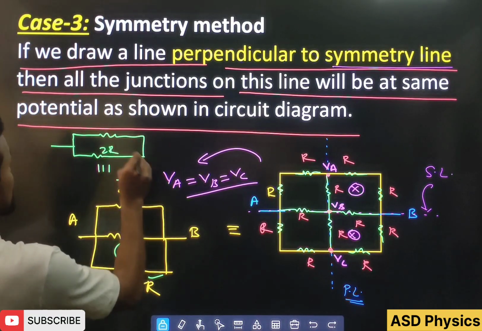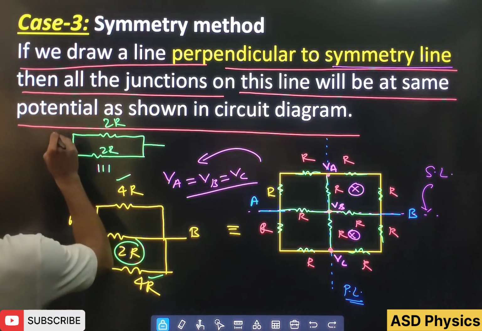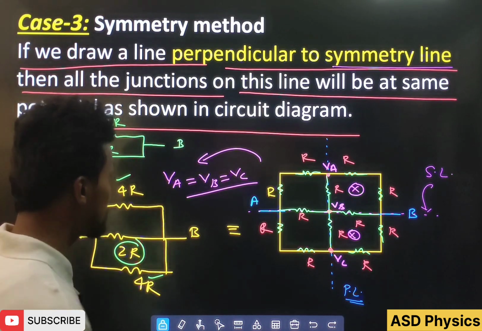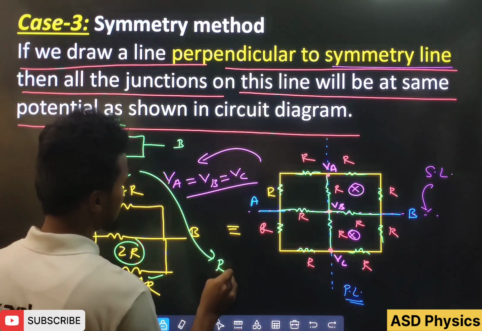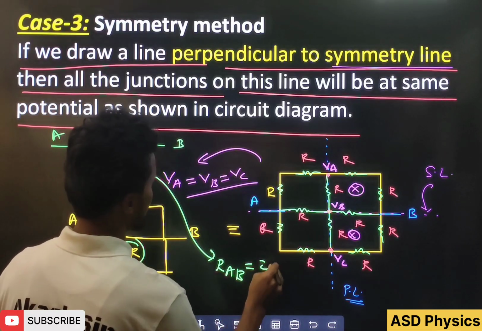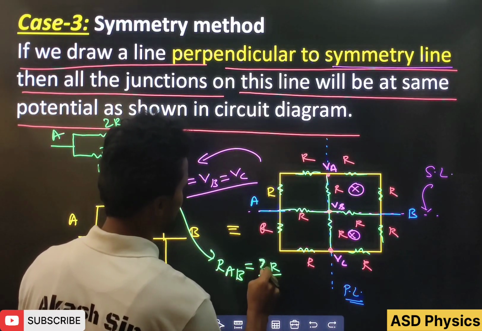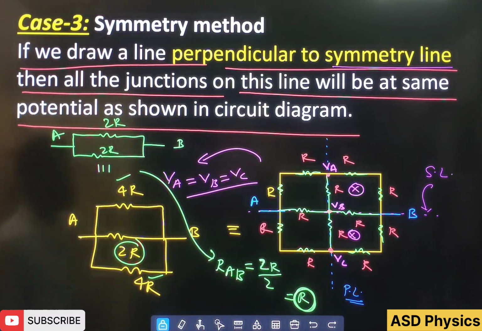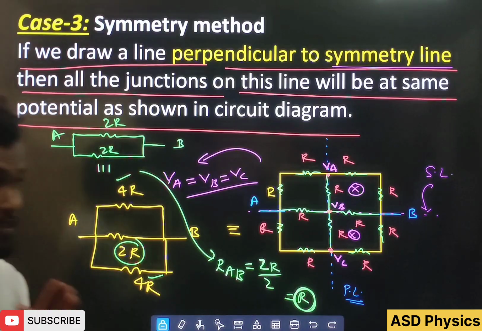How much is it, students, here? This is the 2R. Okay. And here AB. Now this 2R and this 2R are in parallel. Is it? So students, if I write the equivalent here, this RAB will come here. This 2R by 2, what will come here, students? It will come here R. Is it? I hope so, because this kind of question can be solved this way only. I hope you have understood this very well.